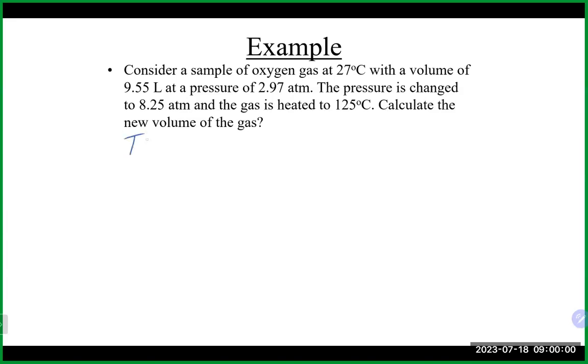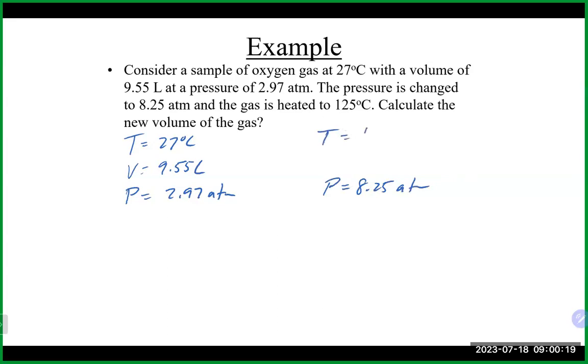So we got a temperature of 27 degrees Celsius that goes with a volume of 9.55 liters, and a pressure of 2.97 atmospheres. We're going to change the pressure there to 8.25. We're going to heat it up there to 125. And we are looking for the volume in this case. So again, just by pulling out the information, it should pretty much look like the combined gas law is the right one to use.